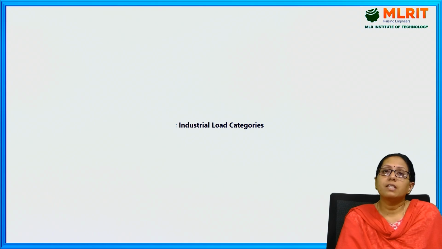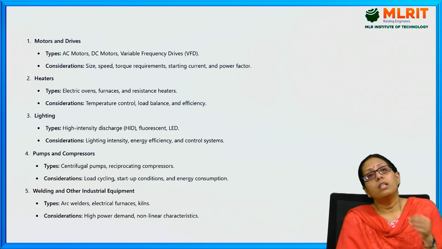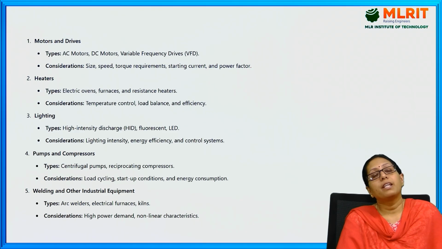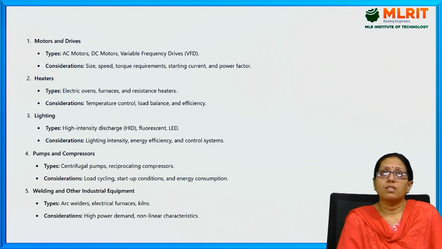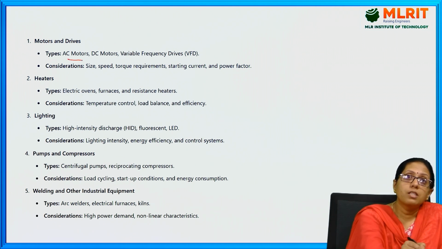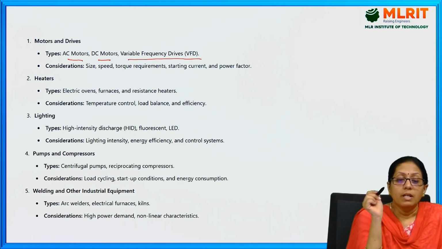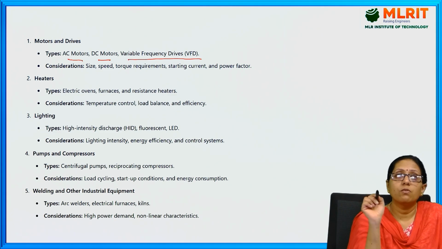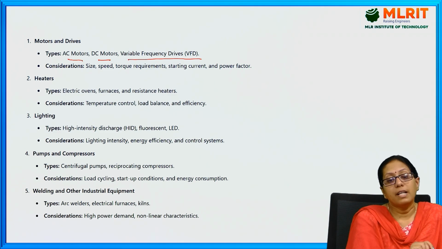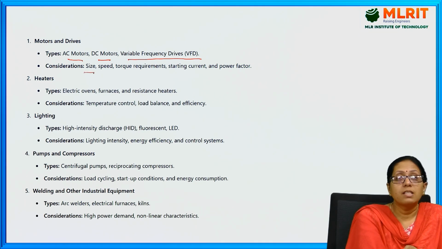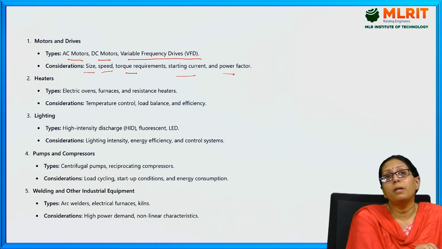Next one is industrial load categories. What are the different categories? The first category is motors and drives. That means AC motors, DC motors, variable frequency drives, VFD. The different types of motors which are being used, and their considerations are the size, the speed, the torque, as well as the starting current and the power factor. All these things should be considered.